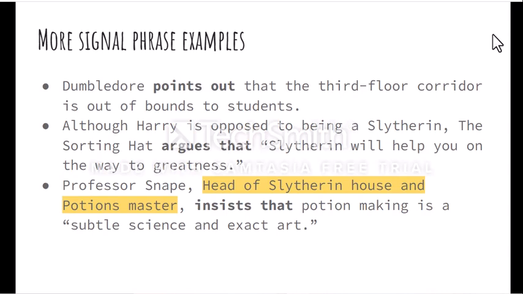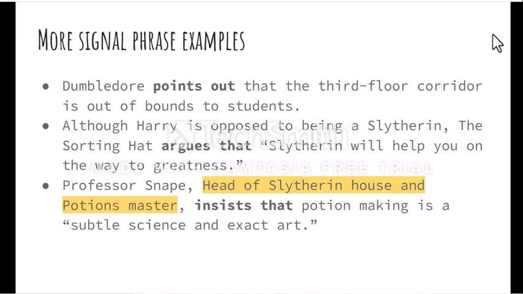And so in the book, it's a direct quotation where Dumbledore says, "The third floor corridor on the right side is out of bounds to students." Actually, he says it's to everyone who values their lives. So I didn't use the direct quotation here. I just used the paraphrase of what he said.